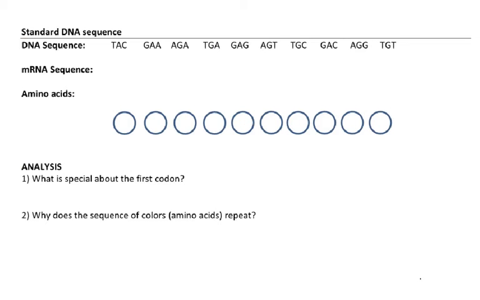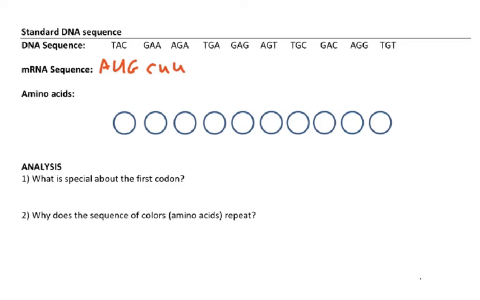Let's look at our standard DNA sequence. We need to transcribe the DNA sequence into the mRNA complementary strand. TAC will transcribe into AUG. You'll have to forgive my poor writing here. I'll try again. AUG. The next sequence, GAA, will be transcribed into CUU.